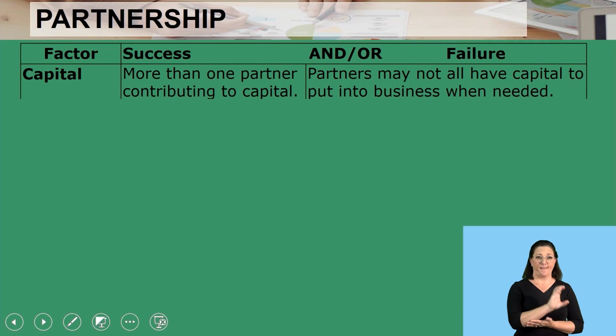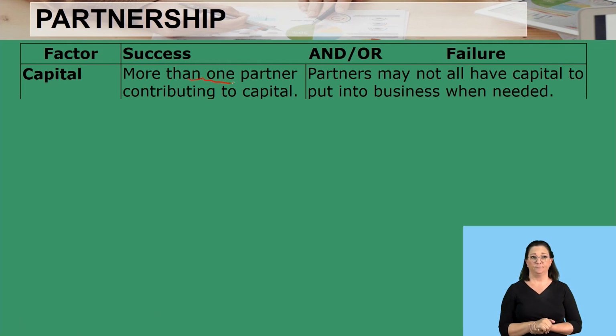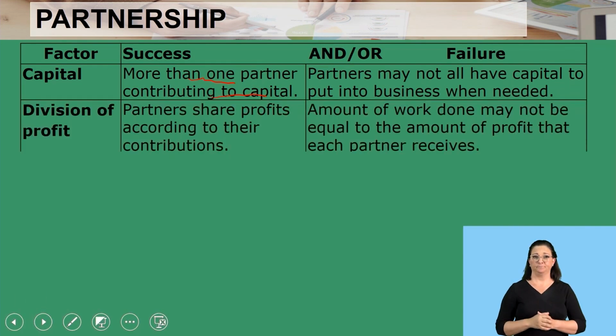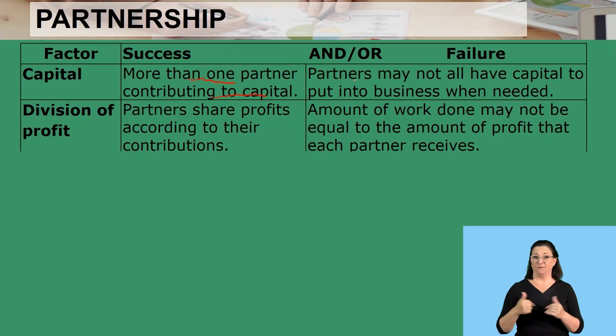Then looking into capital, more than one partner contributing to the capital of a partnership allows for more capital to be in the business. But the failure is that partners may not all have capital to put into the business when needed. Then let's see how profits are divided in a partnership.